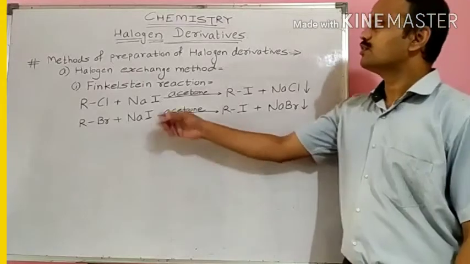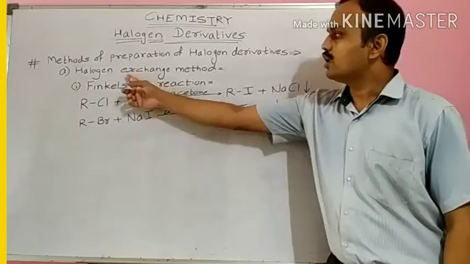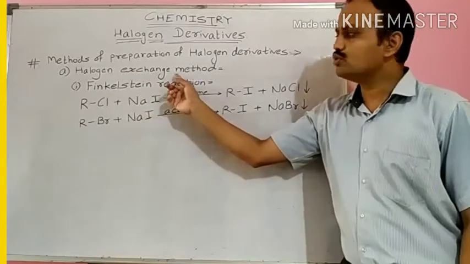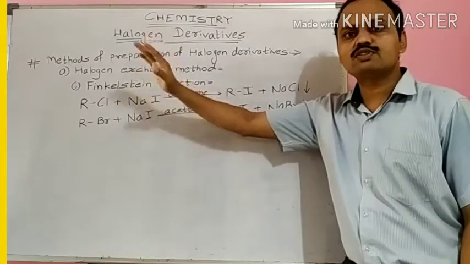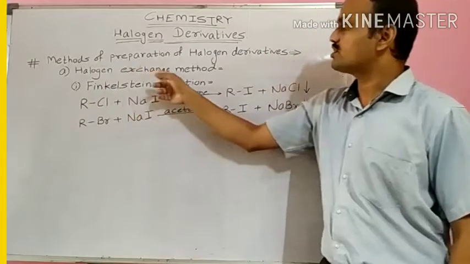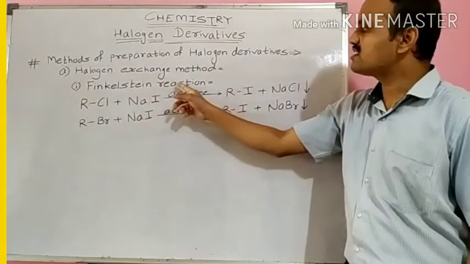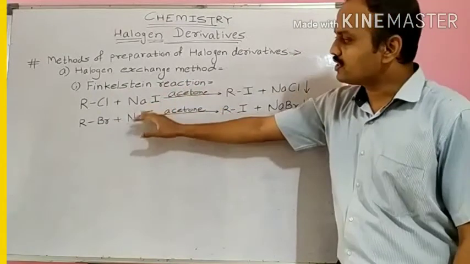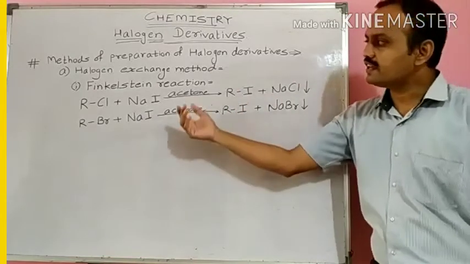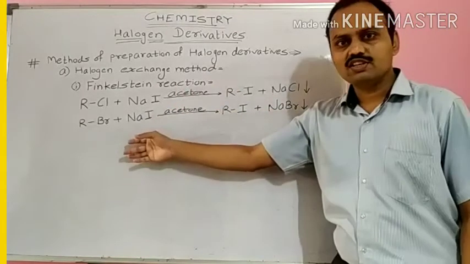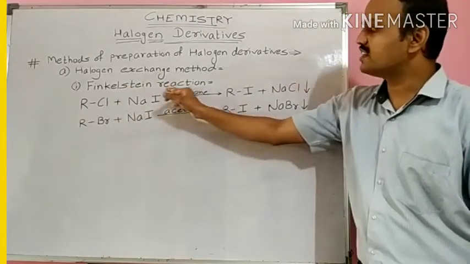In this lecture, we will see methods of preparation of halogen derivatives from the halogen exchange method. We know the meaning of exchange means atoms or ions get exchanged with each other. There are two types of halogen exchange methods. One is the Finkelstein reaction, in which alkyl iodides are prepared. The second type is the Schwarz reaction, in which alkyl fluorides are prepared. First we will see the Finkelstein reaction.